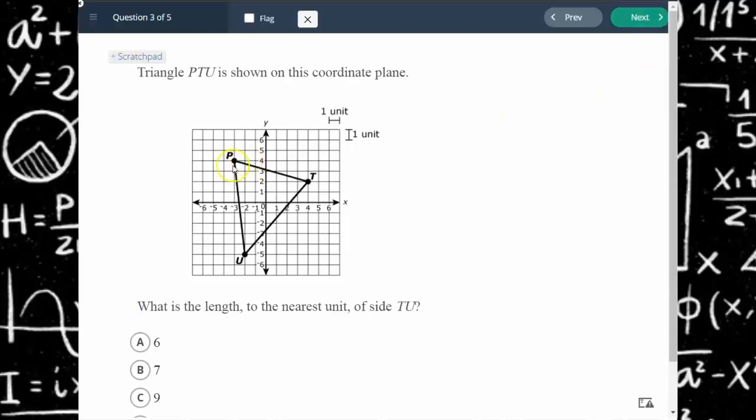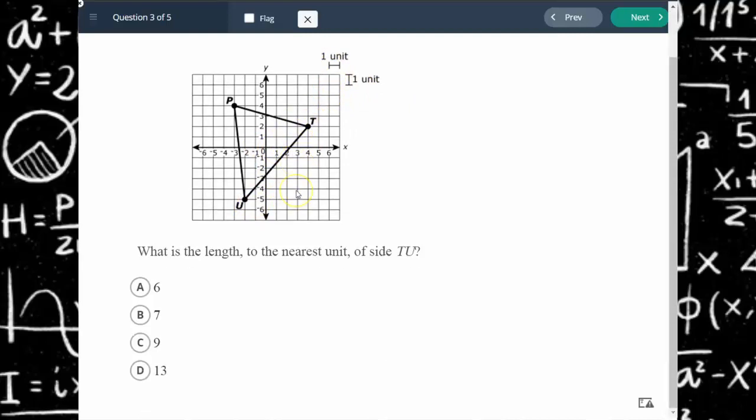Question 3. If you're solving these as we go along, go ahead and pause, come back and hit play when you're ready to see the answer. So here we have triangle PTU graphed in a coordinate plane, and they are letting us know that each unit on there is 1. They want to know the length to the nearest unit of side length TU. So this is a diagonal length in the coordinate plane, so we can draw a right triangle.